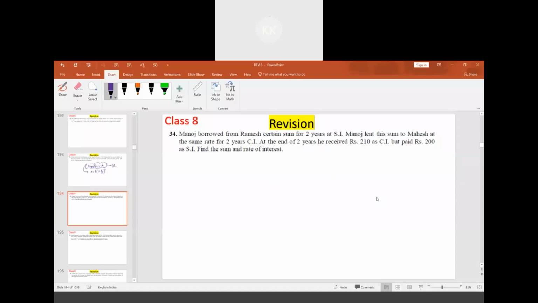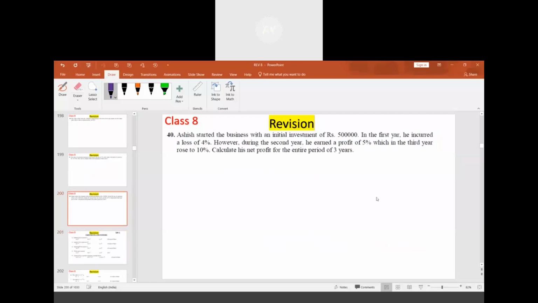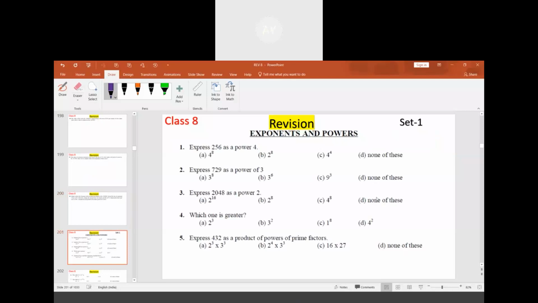Yes, sir. This concept is another very important one. Now we have questions related to exponents and powers. Shall we begin with this?